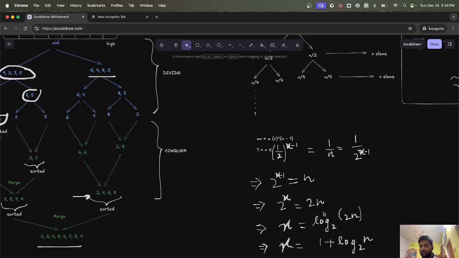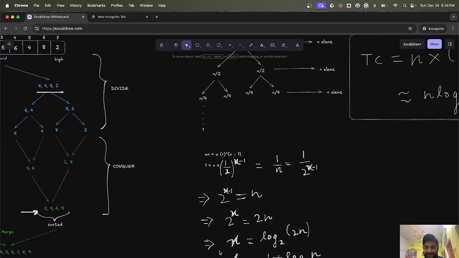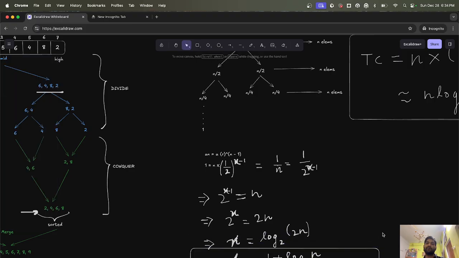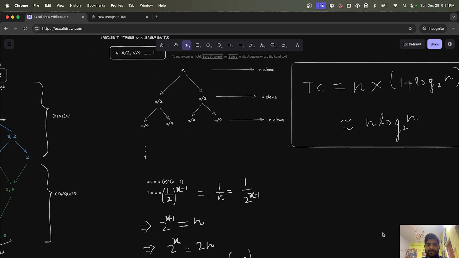Now here we will take log base 2 on both sides. So when we take log base 2, it will be basically x, and here log base 2 of 2n, right? Now we can write it as 1 plus log base 2 of n, correct? So this particular result will be basically the height of our recursive tree, or the depth of our recursive tree, as we will say. So we have got this.